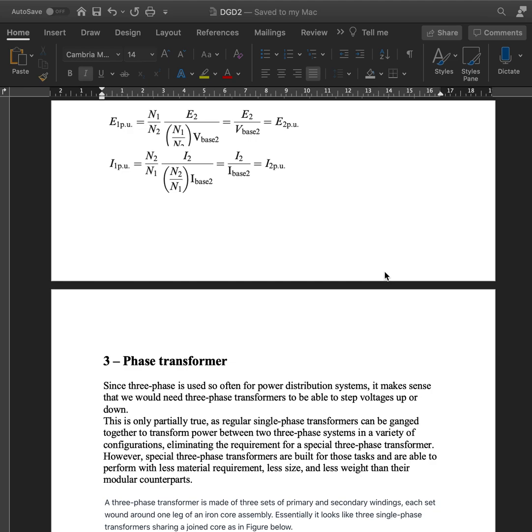And eliminating the requirement for a special three-phase transformer. However, special three-phase transformers are built for those tasks, and they're able to perform it better, with the size being smaller, and instead of stacking three transformers right next to each other, they require less material to be built.